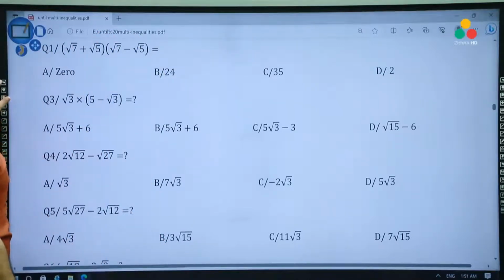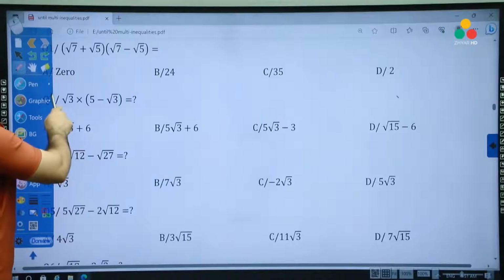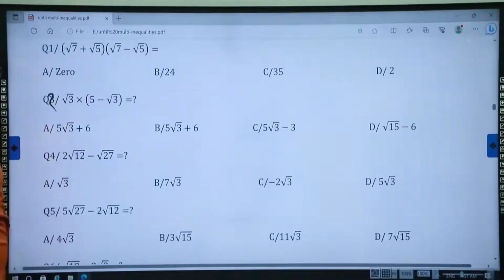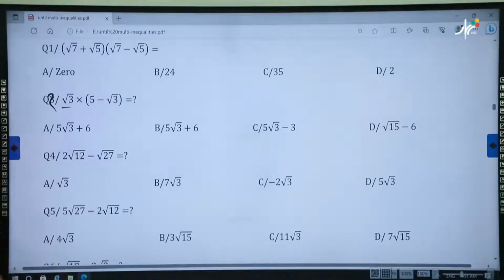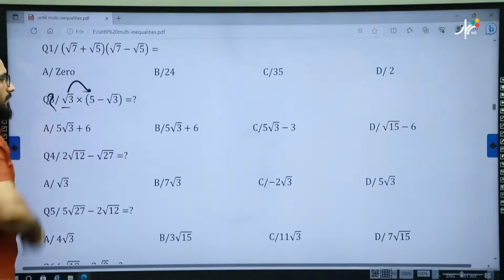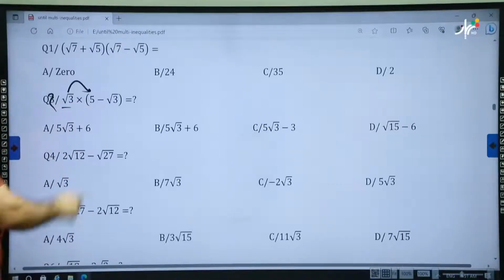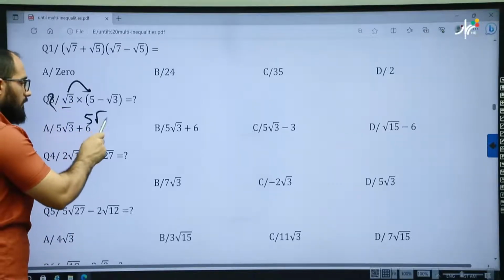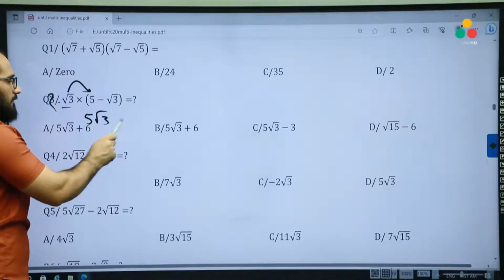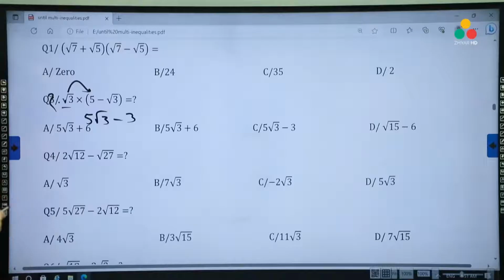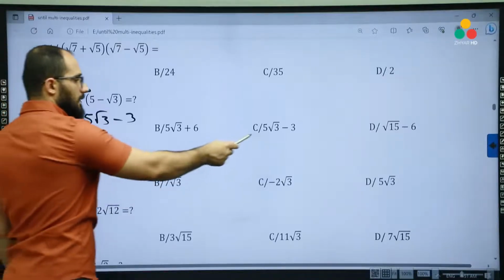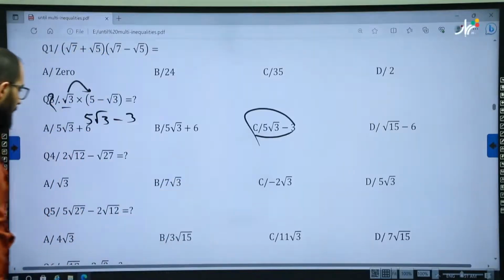Then question 2. This is question 2: 3 times the square root of 3 times 5 minus square root of 3. 3 times 5 is going to be 5 square root of 3. Positive times negative is negative. Square root of 3 times square root of 3 is 3. So the answer is 5 square root of 3 minus 3. C is the correct answer.